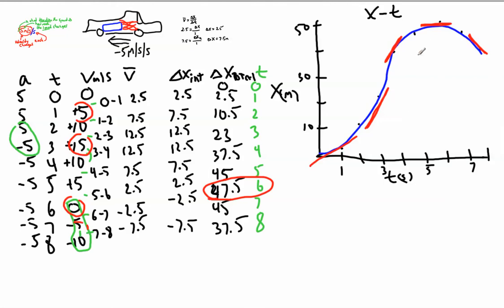Now, we can also make a velocity time graph for this. So let's go ahead and make a velocity time graph. This is going to be velocity in meters per second. And this is going to be time in seconds. 3, 4, 5, 6, 7, 8. And 5, 10, 15, -5, -10, -15.